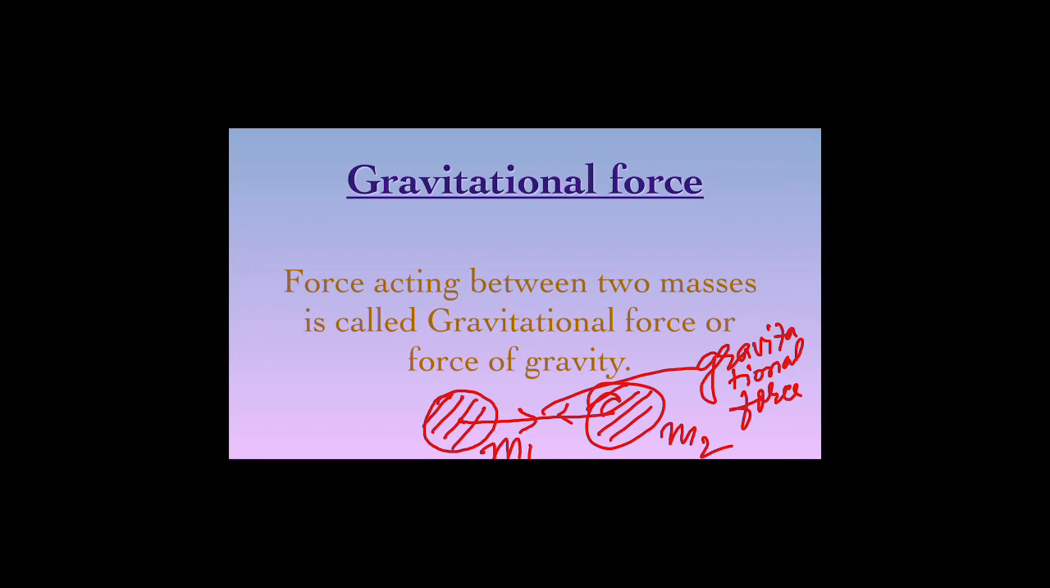The earth is moving around the sun because of gravitational force. We are stuck to the earth because of gravitational force. Any mass, whether tiny or giant, attracts each other. This force is called gravitational force.